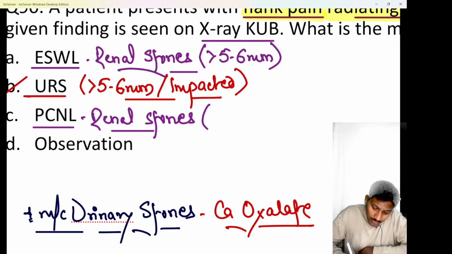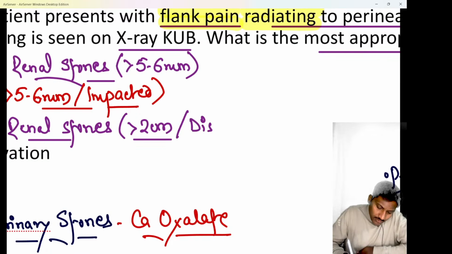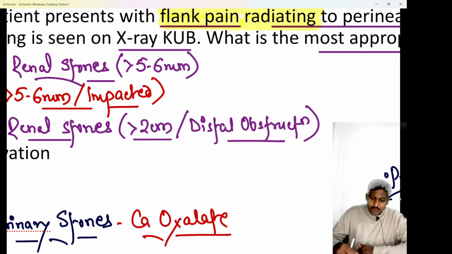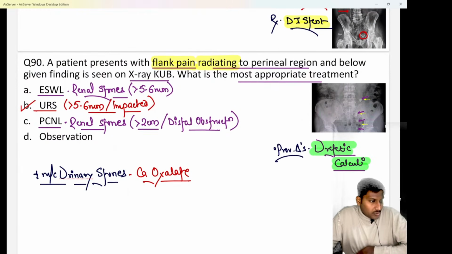And we know ESWL is not possible whenever the stone is large in size, more than 2 centimeters, or whenever there is some distal obstruction. Let's say there is an obstruction in the urethra or somewhere. Okay, so remember, whenever there is a stone more than 2 centimeters in size or there is a distal obstruction, we know the procedure for renal stones is PCNL.